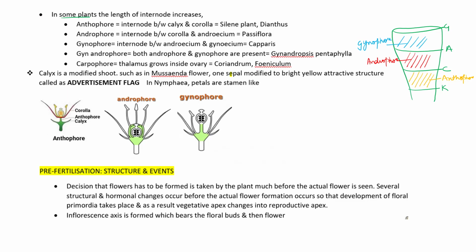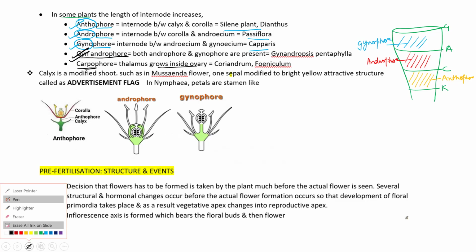So we have to see the suffix. The suffix is always phore. What do they bear? We are putting it in front. If it bears gynoecium, you will say gynophore. If it bears androecium, you will say androphore. If it bears corolla, it is anthophore. So these are the internode elongations, a few examples. You can learn them. Now, if both androphore and gynophore are present, then we use the term gynandrophore. And carpophore is the one in which we see the thalamus growing inside the ovary.